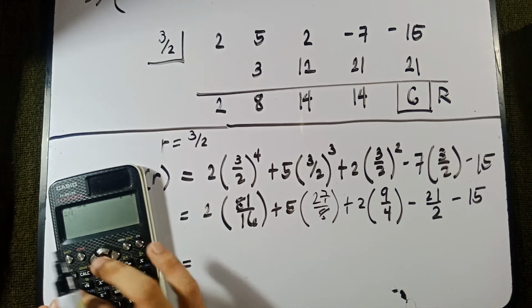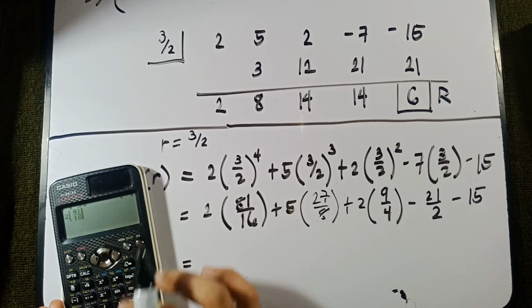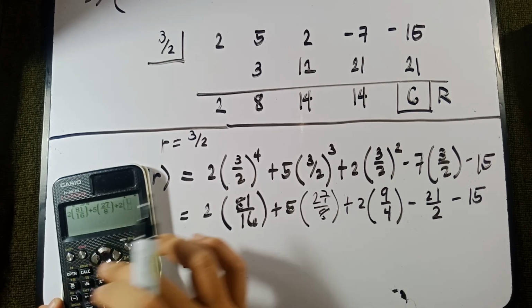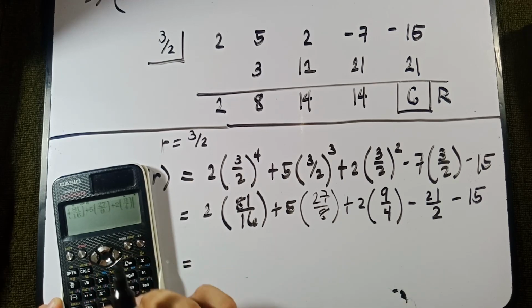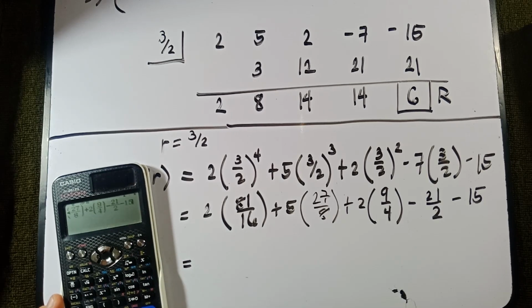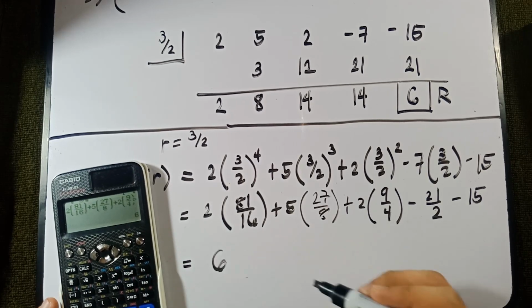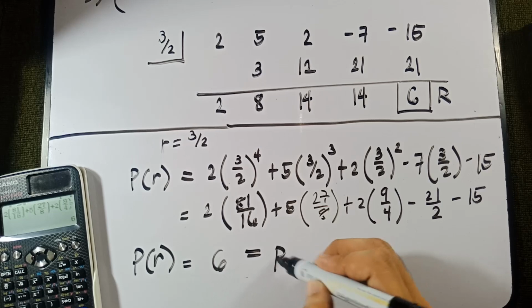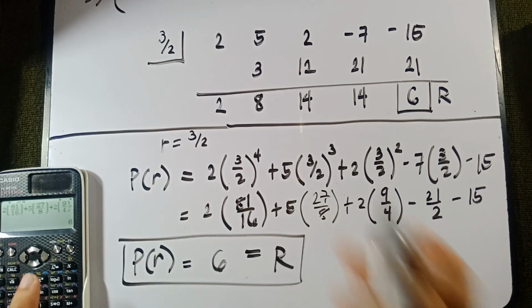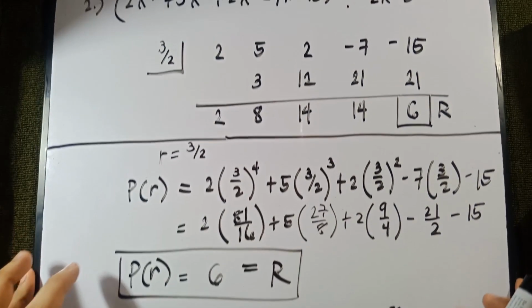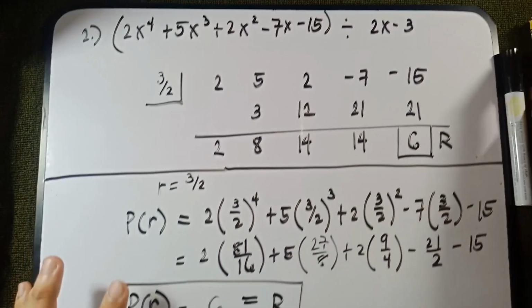So solve ko na using yung calcio, ha. 81/16 plus 5 multiply by 27/8 plus 2 multiply by 9/4. So, hopefully, tama ito. Pag ito nagkamali, ewan ko na lang. Minus 21/2 minus 15. That is 6. So, nakita niyo ba? That is 6. So, yung P of R natin ay 6. That is also equal to our remainder. So, that is how we solve for the remainder, ano? Using the synthetic division and then calculation of P of R. Alright, so that is for the remainder theorem.